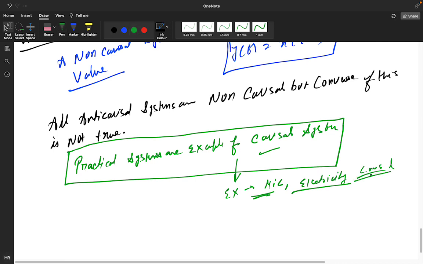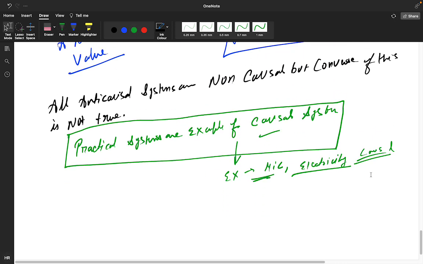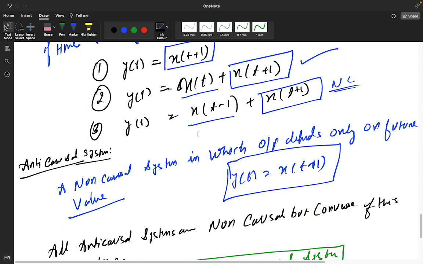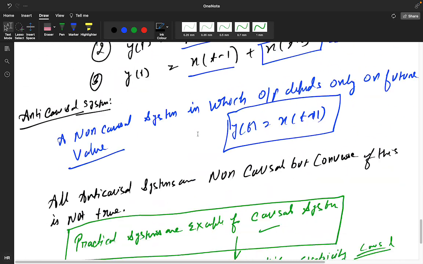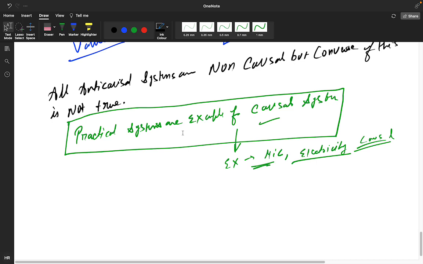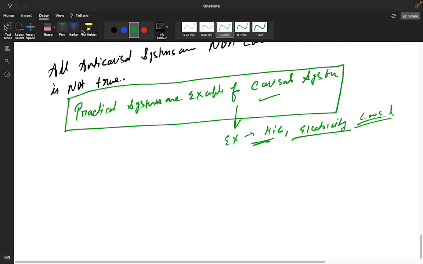Okay, so anti-causal and non-causal systems are imaginary things, but practically we have causal systems only, which depend only on present and past values. So check. The question is, you need to check whether it is a causal, anti-causal or non-causal system.